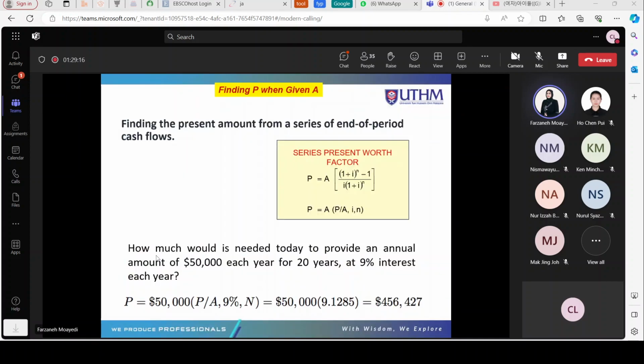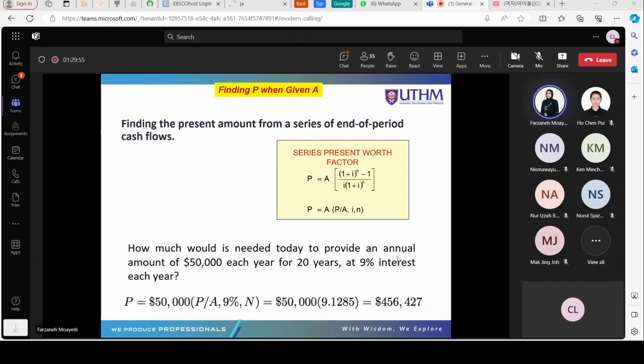Okay, in this question, it is written wrongly. How much is needed today to provide an annual amount of 50,000 each year for 20 years at 9% interest each year? So I want you to read it one more time. How much is needed today? So you want to know how much is P. So P is something that you do not have. How much is needed today to provide an annual amount of 50,000?